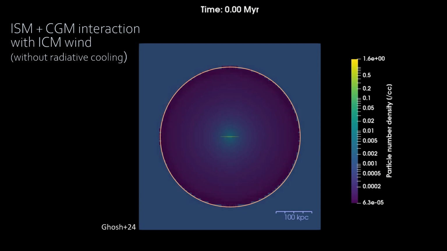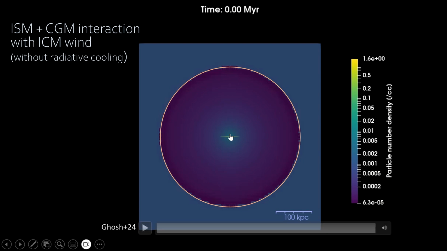This is a slice through our simulation domain showing the number density in logarithmic scale. The central dense disk is surrounded by this diffuse circumgalactic medium which progressively decreases in density as we go out to the virial radius, marked by the circle over here. Beyond the virial radius, a dense ICM wind of 10^-3 particles per cc at temperatures of 10^7 Kelvin with a velocity of 800 km per second pushes onto the circumgalactic and the interstellar disk.